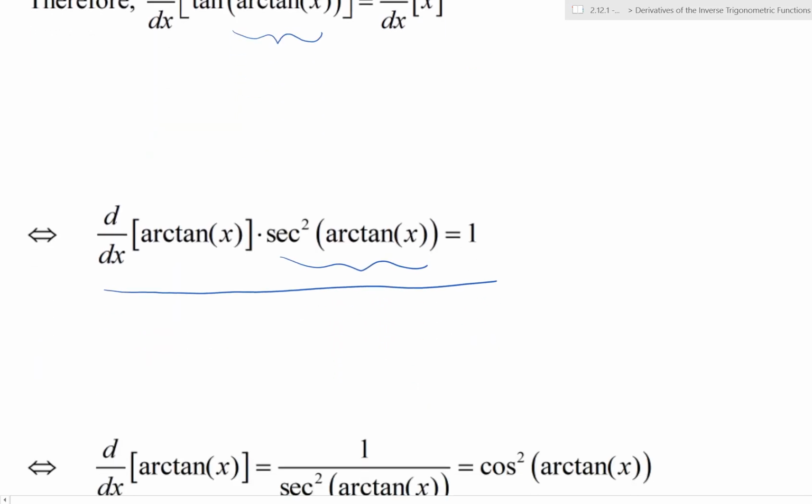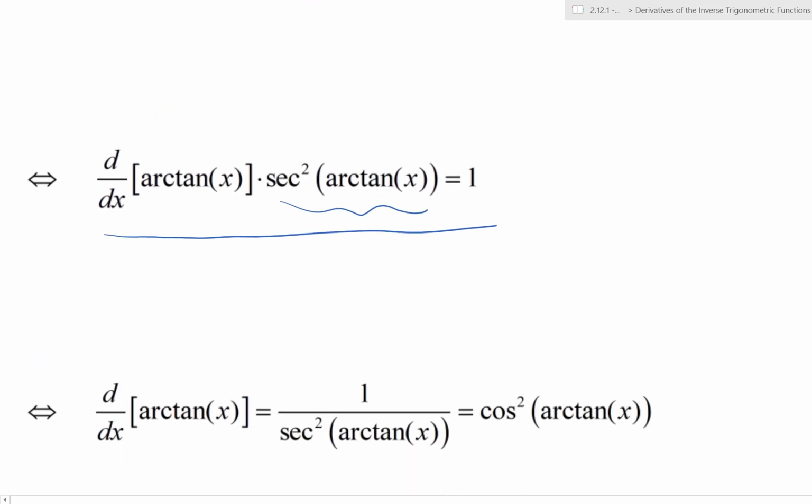From here, we can divide both sides by secant squared of arctangent of x to get that the derivative of the arctangent of x is 1 divided by secant squared of arctangent of x. But 1 divided by a secant squared is the same as cosine squared, so the derivative of the arctangent of x is equal to cosine squared of the arctangent of x. That's true. That's the derivative of the arctangent function.